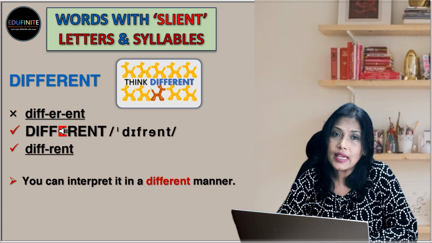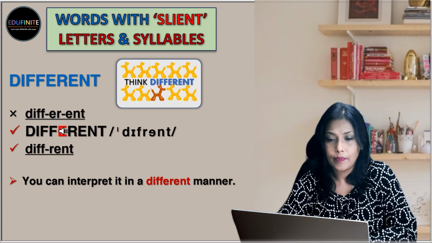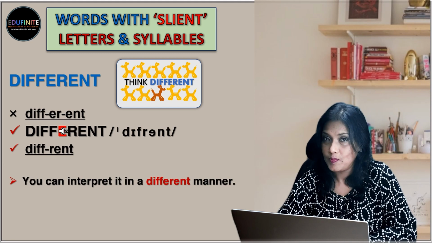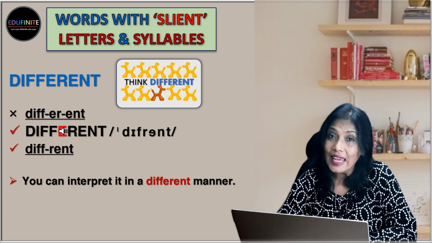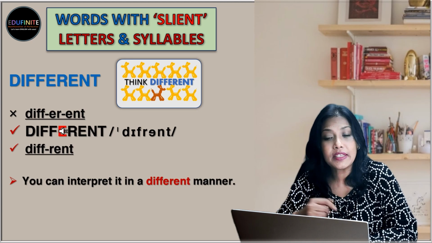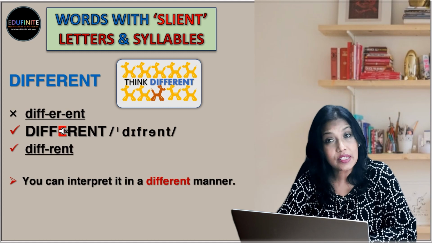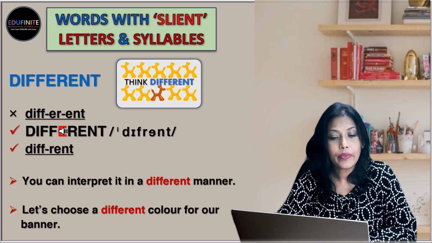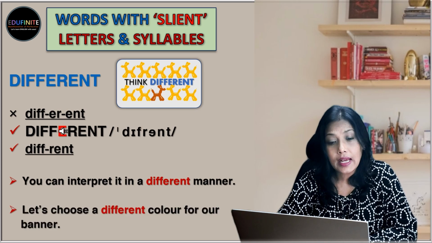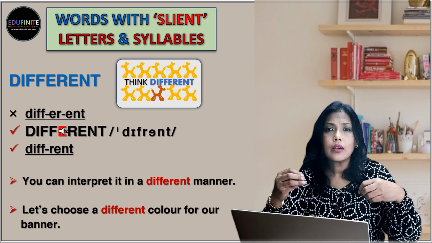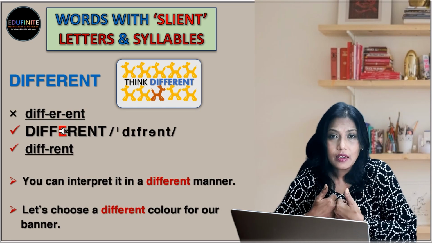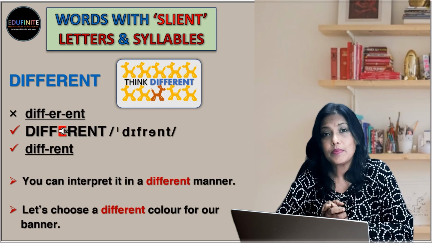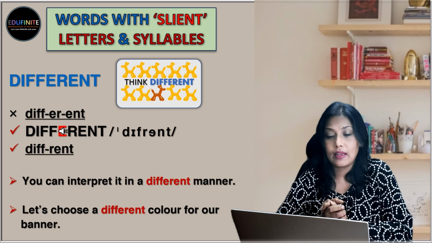So let's look into a sentence. You can interpret it in a different manner. So we don't say, you can interpret it in a dif-fer-ent manner. No, that's wrong. It's, you can interpret it in a diffrent manner. Or we usually say, think different, be different. Well, the next sentence, let's choose a different color for a banner. Maybe someone has made a banner and has shown it to me, and maybe I'm not liking the color. So I'm telling that person, choose a different color for a banner.